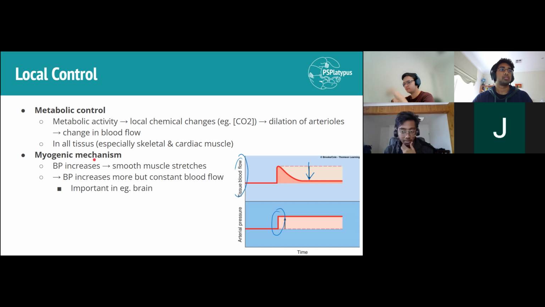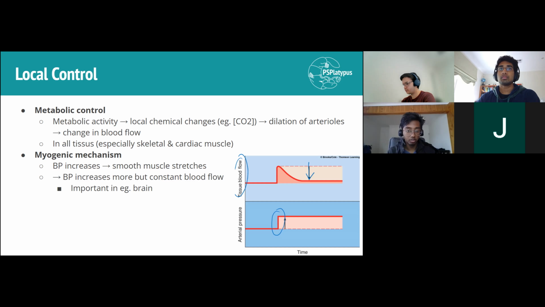The myogenic mechanism. Myogenic refers to essentially the smooth muscle surrounding the blood vessels. Basically, when blood pressure increases for whatever reason, the smooth muscle stretches. It kind of makes sense, right? There's more force pushing on the surface of the arteriole, so the smooth muscle also gets stretched. And as the blood pressure increases because of that, what actually happens is the smooth muscle has reflexive contraction.